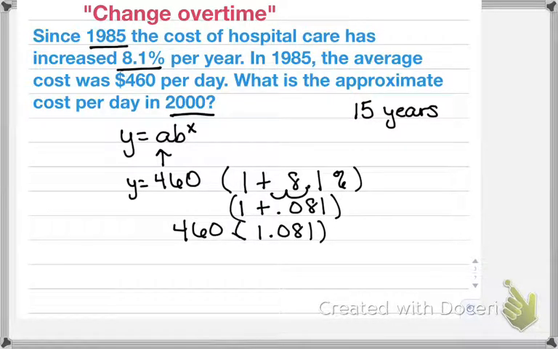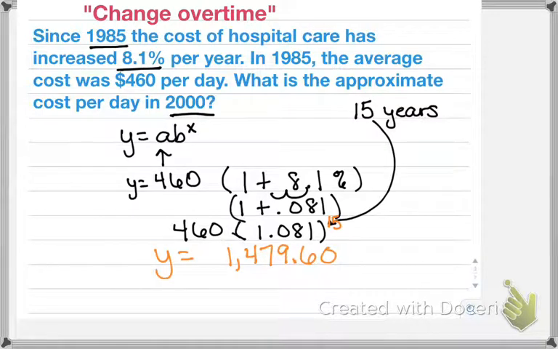Now we know that our 15 years goes here in our exponent. So we put our 15 here. And then we're going to calculate 1 and 81 thousandths to the 15th power, and then times 460. So we have y is equal to $1,479.60. So in the year 2000, that was the average daily cost for hospital care. We could continue that on if I wanted to know in 2019 what it would be.